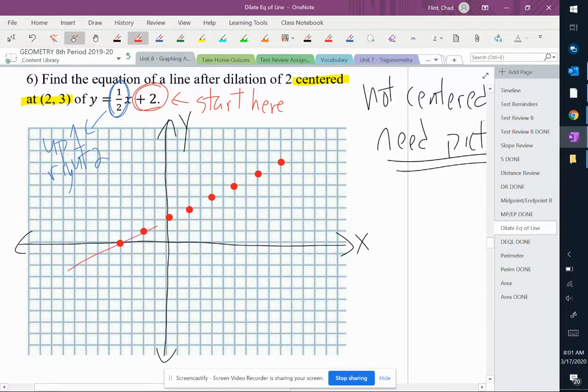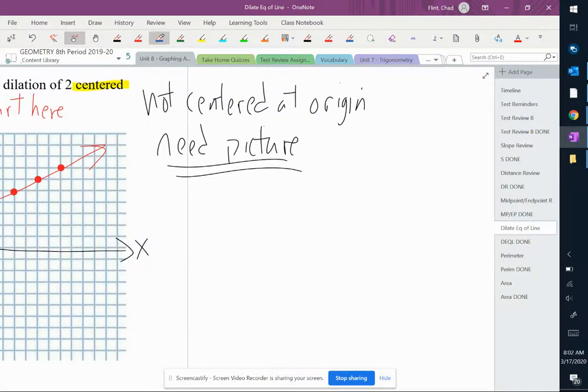So here's my line right there. Now the center is 2, 3. So I like to put a nice X on that center. So I'm going to go to the center, 2, 3. I'm going to put a good dark colored in X there. So let me write that down here. Mark the center with a nice dark X.